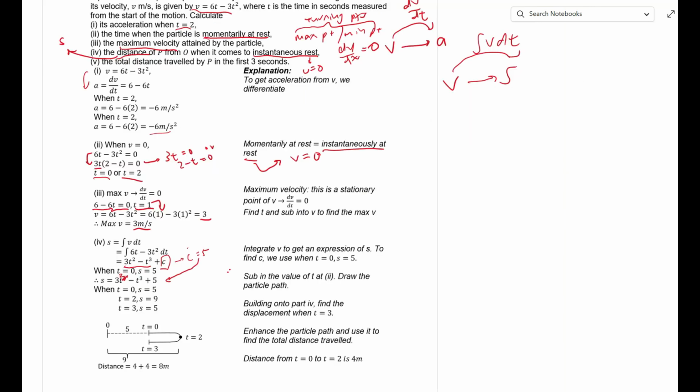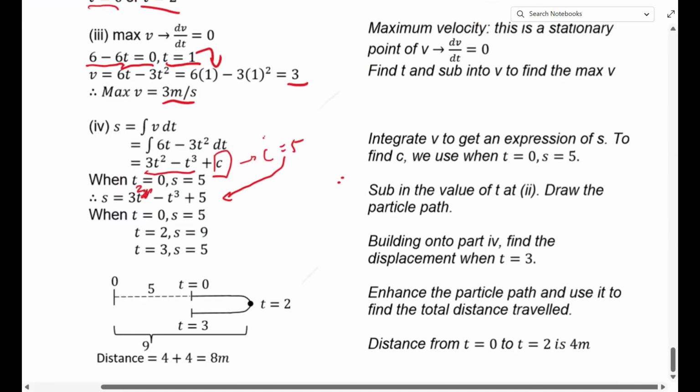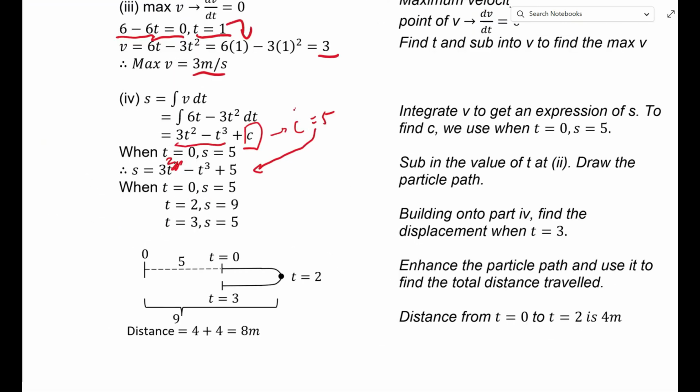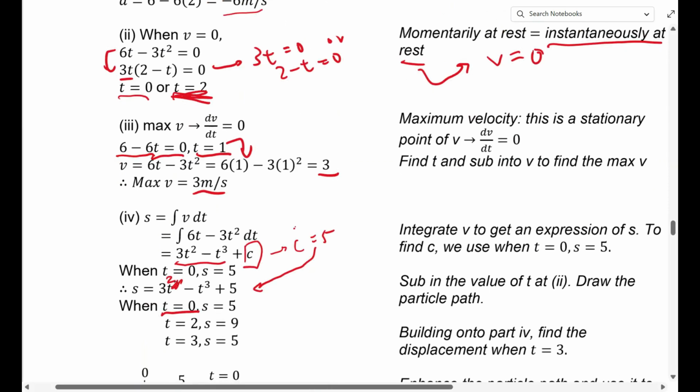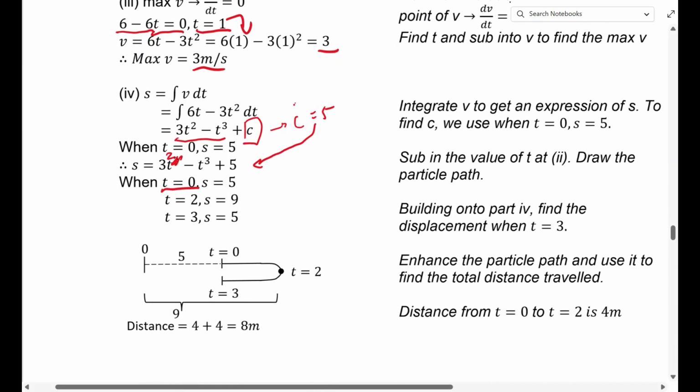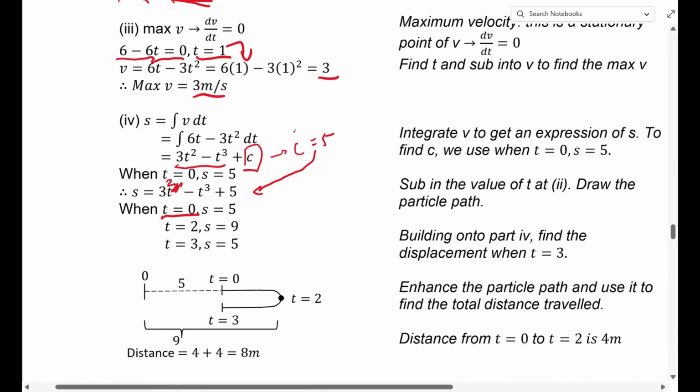Then now we need to go back to the question and check for what specifically it wants. It wants the distance of P from O when it comes to instantaneous rest. What are the values of t when the particle is at instantaneous rest? Firstly, you have your t equals 0. And secondly, you have your t equals 2. So these are your part 2 answers. Therefore, you will sub in your t equals 0 and your t equals 2 to find your s, which is s equals 5 and s equals 9.